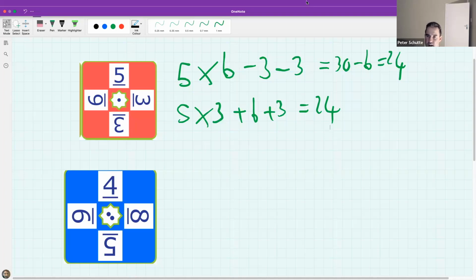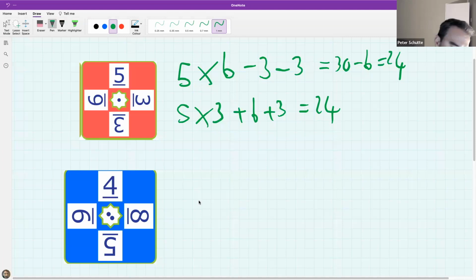Blue one's a little bit trickier. Maybe we'll save this for next time. I was thinking, what about if I got 8 minus 5, that would give me a 3. Would that be helpful? Not quite. This is a tricky one. Is this one we need to come back to? Who can crack the case here?